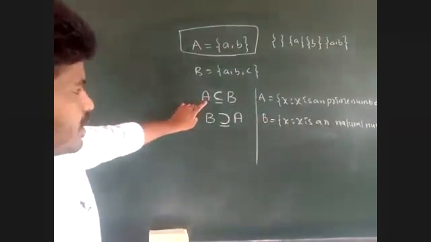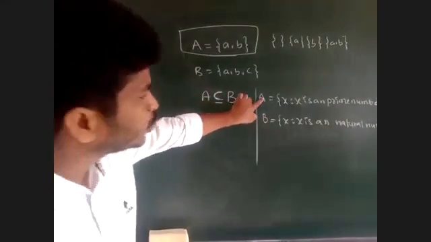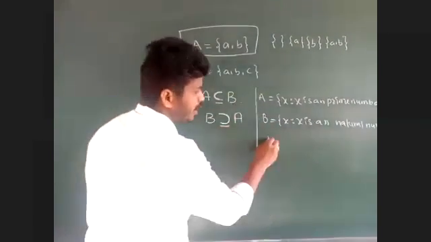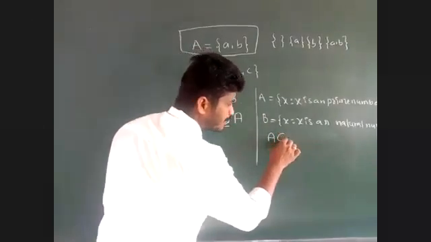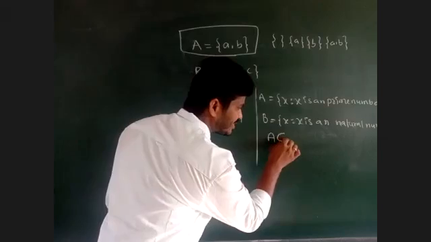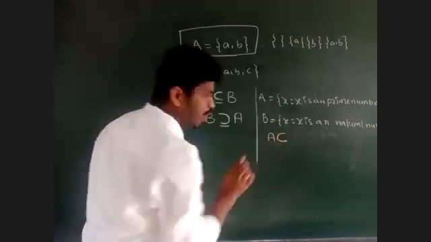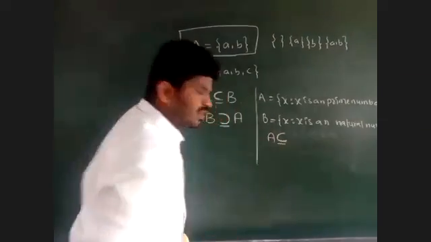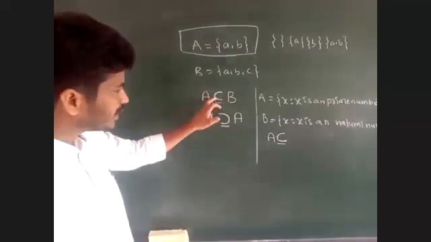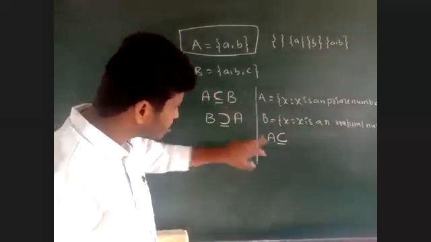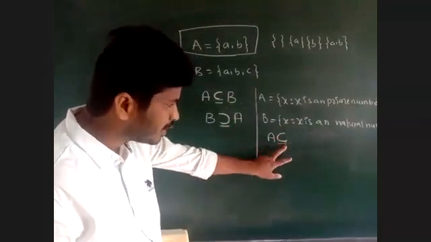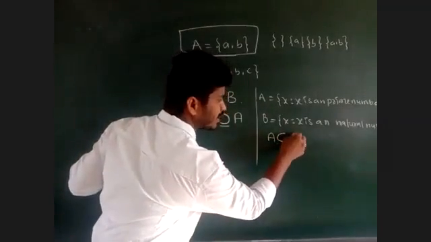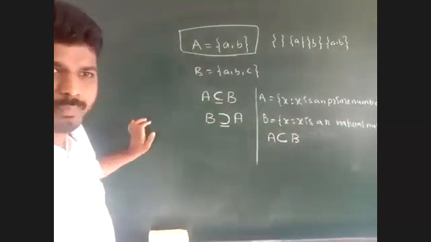Here, subset form means A is a subset of B. Then how do we write proper subset in symbolic form? For A is a proper subset, we should write only the ⊂ symbol. This symbol is called proper subset. We should not write the symbol with the line underneath, because that is the subset symbol. A is a proper subset of B.